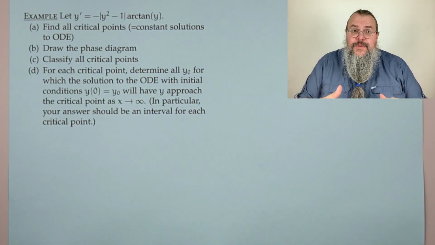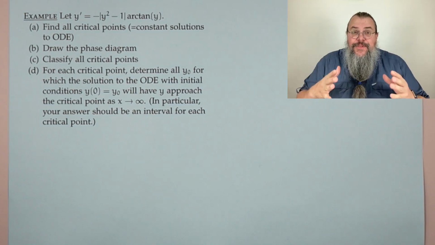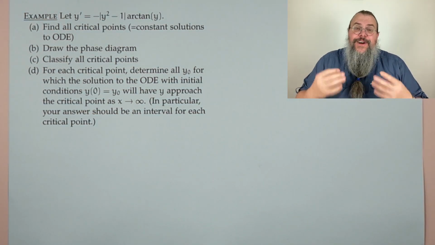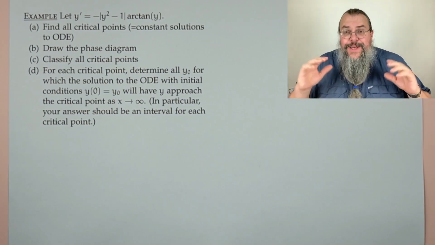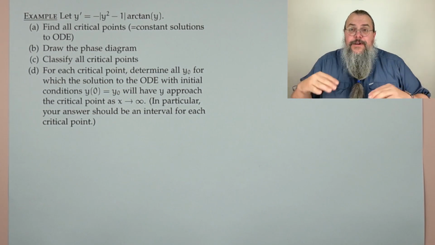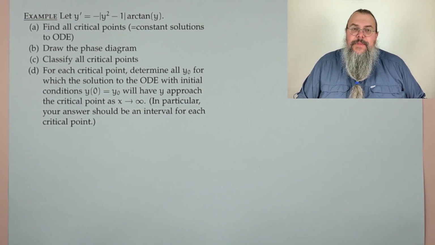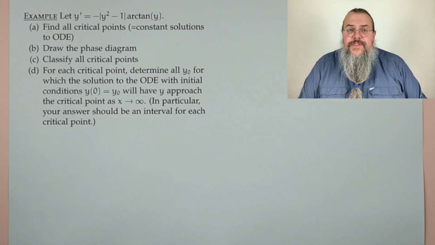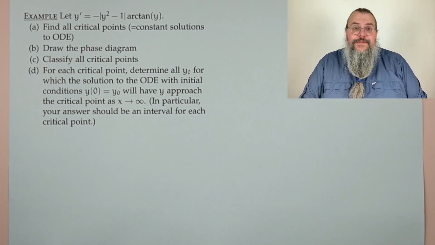So in this example, we have y prime is negative absolute value of y squared minus 1 times arctangent of y. Now, maybe in a previous problem you were like, well, we had a chance, right? Partial fractions, maybe. Here, hopeless. Forget about it. We're not going to make any progress. But that's okay. We can still answer these questions. All right, so we have 4 parts. So 4 times the amount of fun.